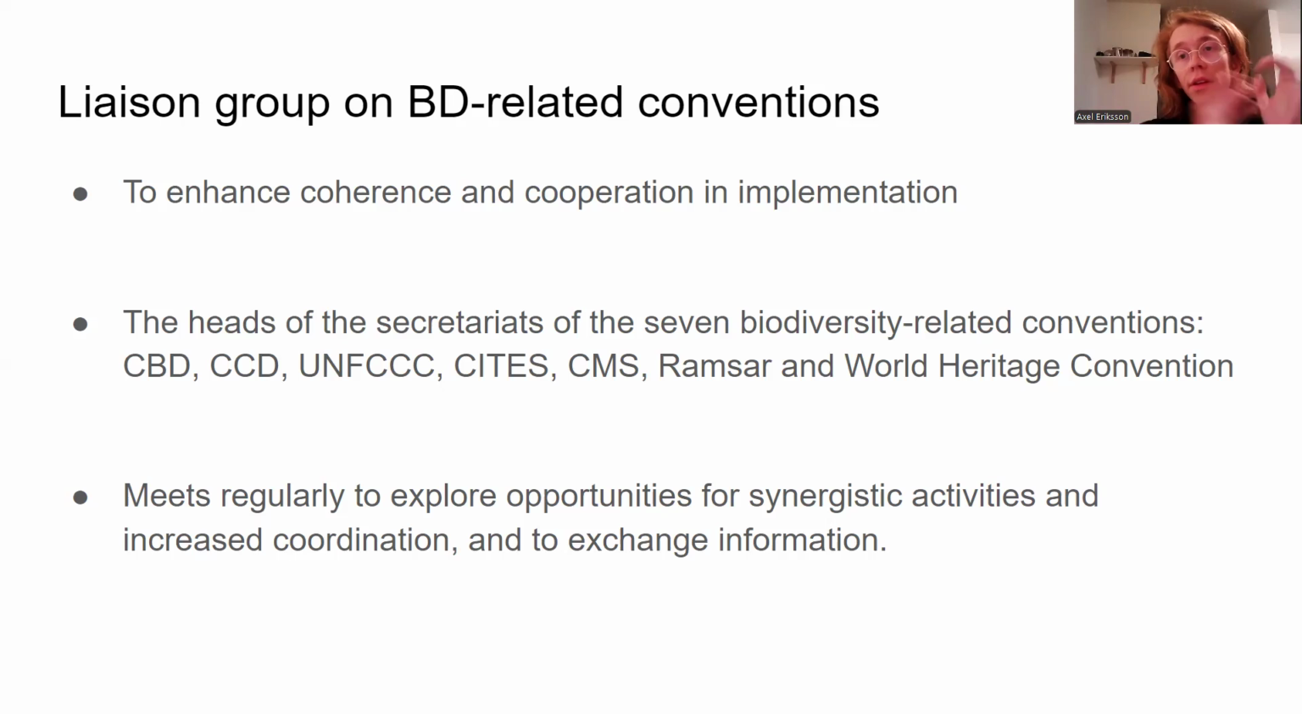So as you note, this one has a quite similar focus as the joint liaison group of the Rio Conventions, but it's constituted differently, and the kind of activities are a bit different, although they have a very similar topic.